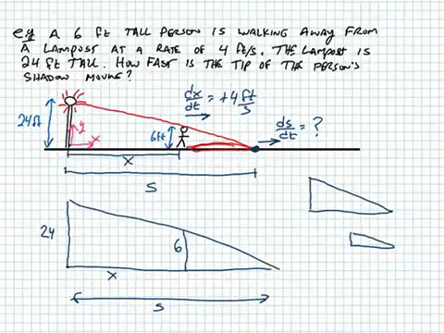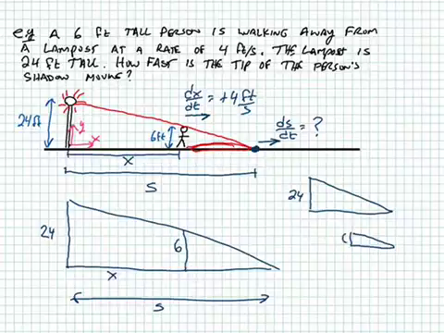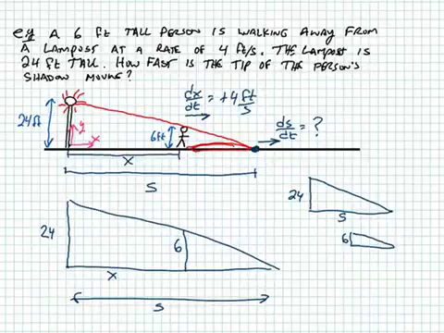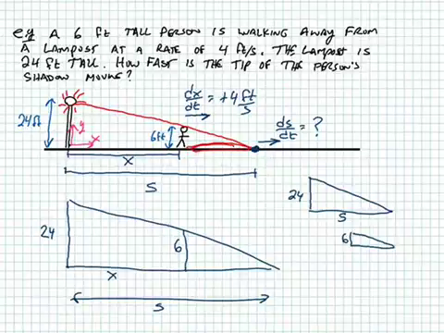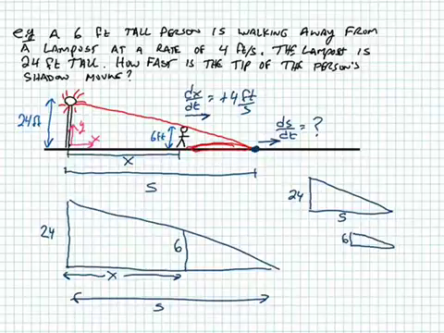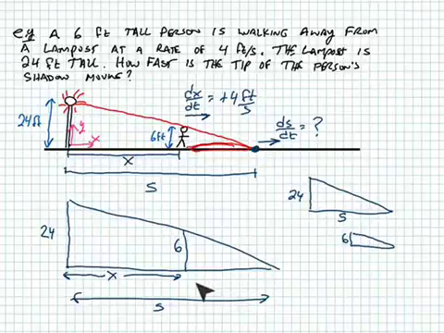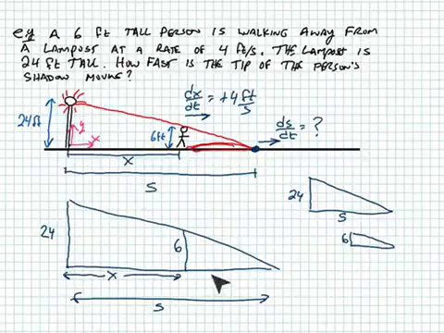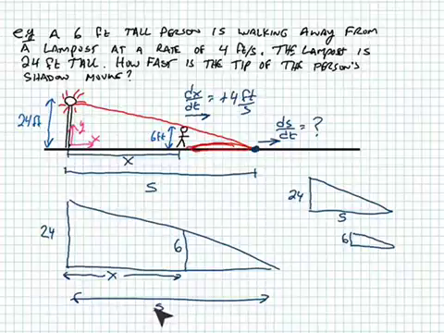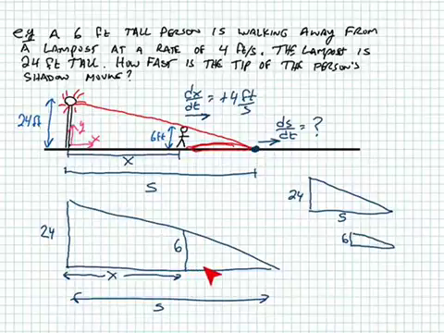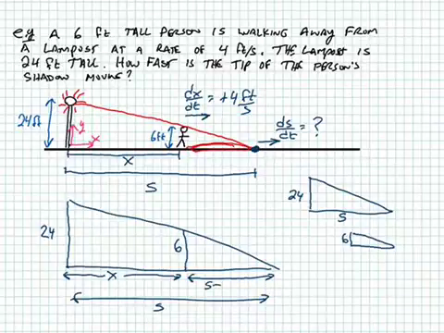For the big triangle, this up and down leg is 24. For the little triangle, it's 6. For the big triangle, the base is s. Now I need another dimension for the smaller triangle. Looking at this drawing, the whole length of the big triangle is s, and only this section is x. So I need to figure out what this is. If the whole length is s, and this is x, then the length here is s minus x.